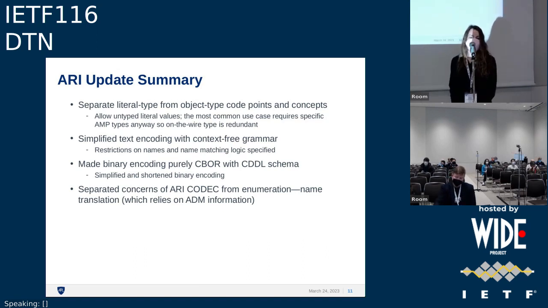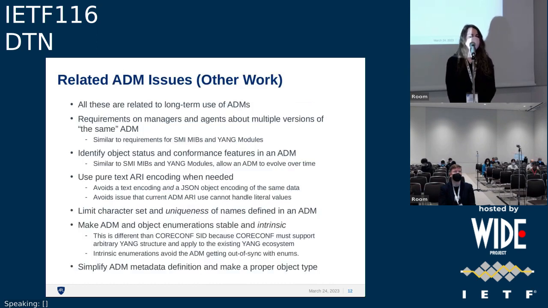So in summary, the changes that have been made here are the separation of the literal and object type ARIs. We've simplified the text encoding using that context-free grammar, moving away from that dependency on the ADM. The binary encoding is now pure CBOR, and we have a CDDL schema that we can use with that. And the restrictions that we've added on naming have made the text encodings easier to use as well. Next slide.